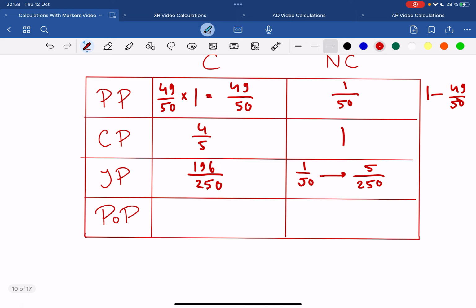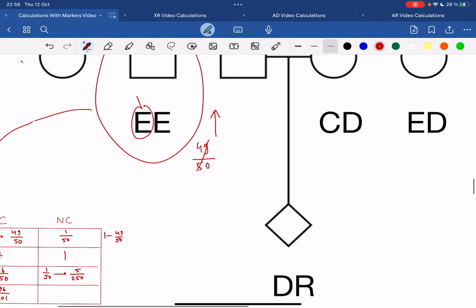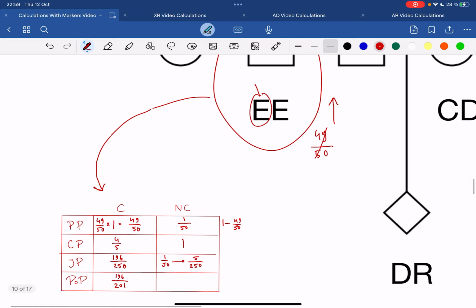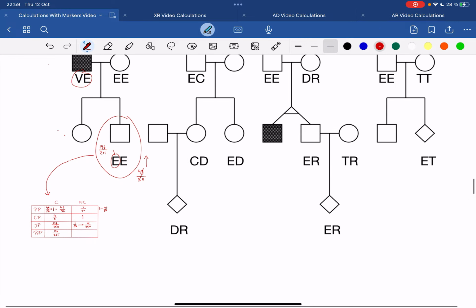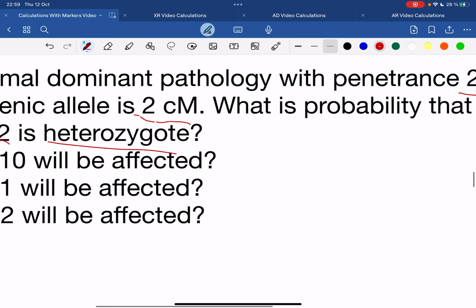Posterior probability is just the top for the joint probability for the carrier type, and the top here plus the top here, which is equal to 201. And I believe that's it for this person. This person actually has a 196 over 201 chance to be a carrier, which is pretty high. So 196 over 201.